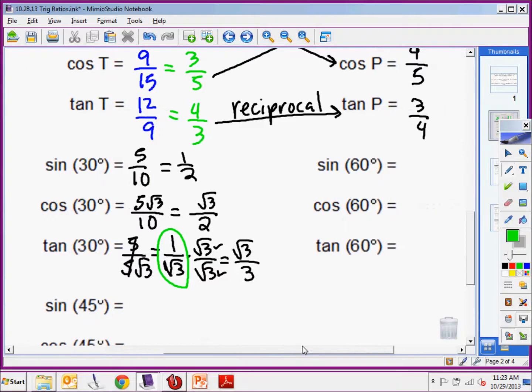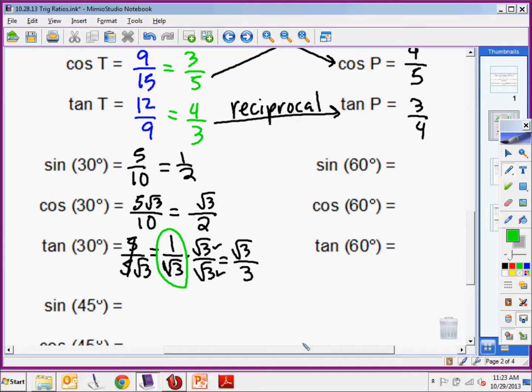All right, so sine of 30 is the what of 60? The cosine. It's going to be 1 half. So the cosine of 60 is 1 half. But how do we know that?